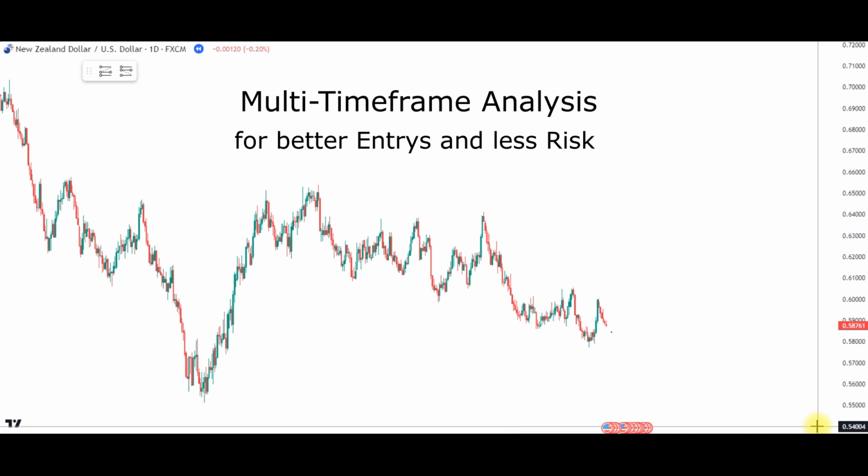Multi-timeframe analysis for better entries and less risk, because we can place the stop loss closer. A really powerful topic, that's why it is the topic of this video, so let's start right away.